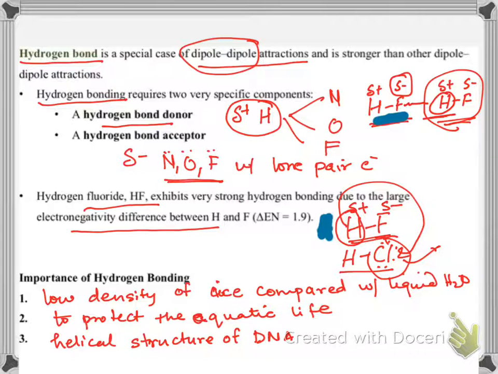And to protect the aquatic life, because ice is less dense than water, so it floats on top of water and acts as a blanket to protect the aquatic life below from the extremes of cold that occur above the ice. Hydrogen bond is also involved in the helical structure of DNA, in certain proteins and other large biomolecules in plants and animals.